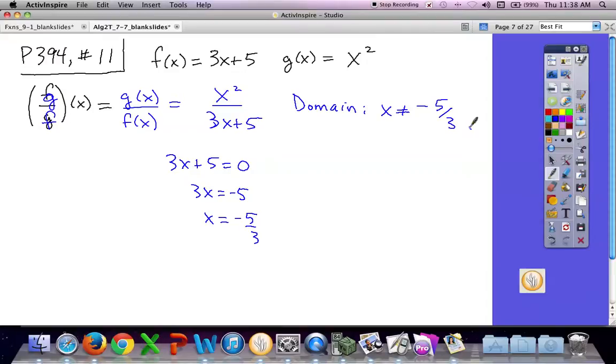So we've got to get in the habit, whenever we see a denominator that has a variable expression in it, we need to know the zeros of the denominator, because those are not in the domain of x.